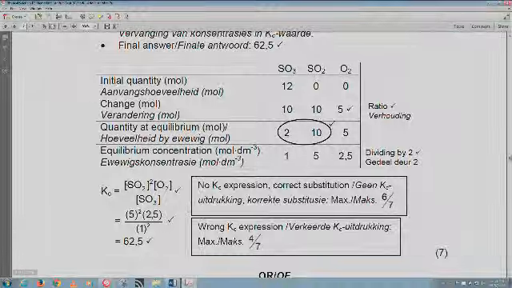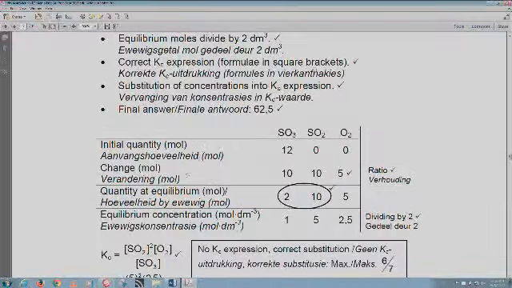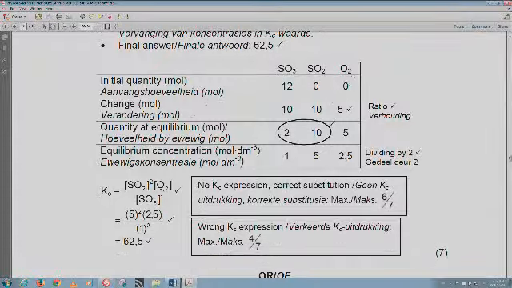It is Kc is equal to the square brackets of sulfur dioxide squared multiplied by the concentration of oxygen divided by the concentration of sulfur trioxide squared. So there must be a squared there. And colleagues, for you to give the mark for the Kc expression, the learner must use square brackets, not round brackets. It is there in the criteria. Correct Kc expression and formulae in square brackets, because remember, it is the concentrations.